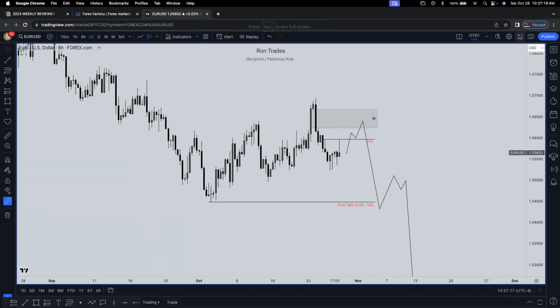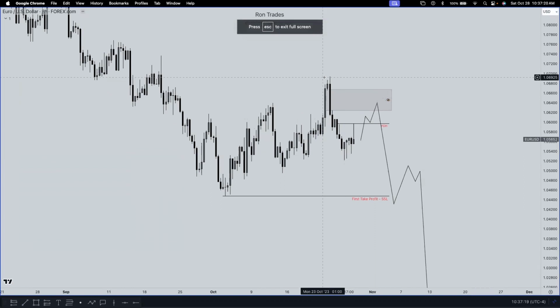For this trade to be invalidated for me, if I see price go up and close above here, I'm going to invalidate my bias for the simple fact that we had an imbalance here. It got rebalanced, moved away. If we're bearish, we're not going to go back above here and close.